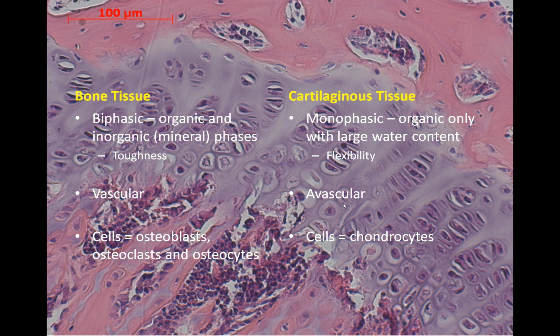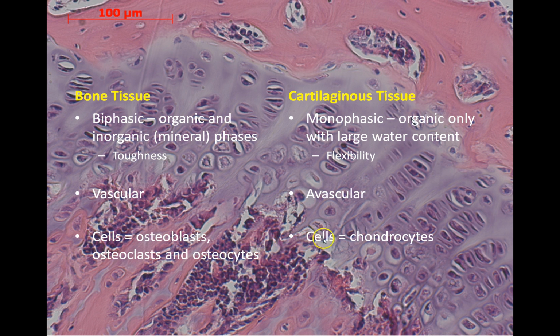There are a number of cells found within bone tissue and cartilaginous tissue. However, in bone tissue, there are a number of different types of cells that do specific functions. Osteoblasts are the cells that form bone matrix. Osteoclasts are the cells that degrade or break down the bone matrix. And osteocytes are the cells that reside in bone and detect mechanical loads and allow a signal transduction to occur to respond to these signals.